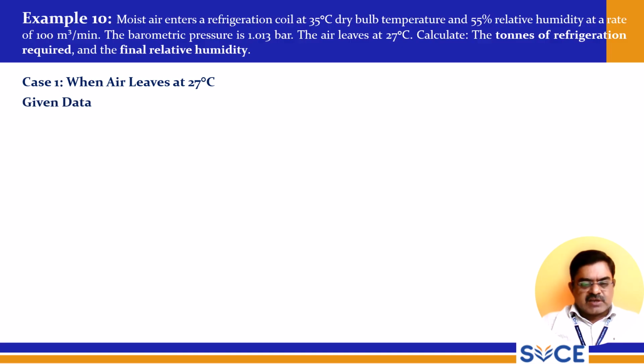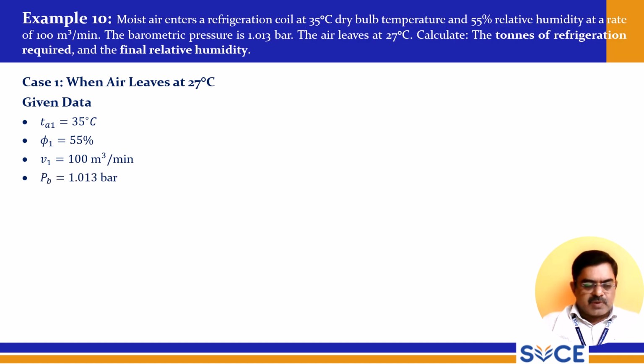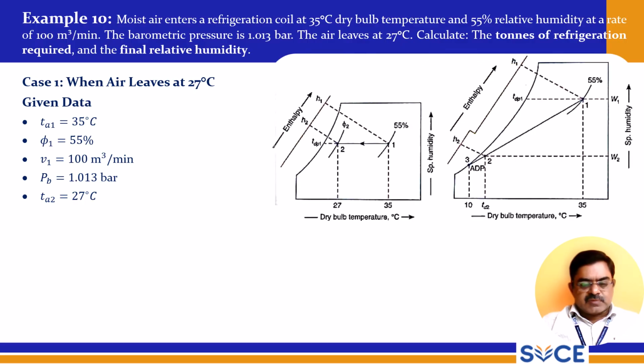So the first case is when air leaves at 27 degrees Celsius: TA1 equal to 35 degrees Celsius, relative humidity phi1 equal to 55%, V1 equal to 100 meter cube per minute, PB equal to 1.013 bar, TA2 equal to 27 degrees Celsius, and this is the complete picture. Dry bulb temperature versus specific humidity for case 1, and this is for case 2, and extending this 1 to 2, we get ADP here.